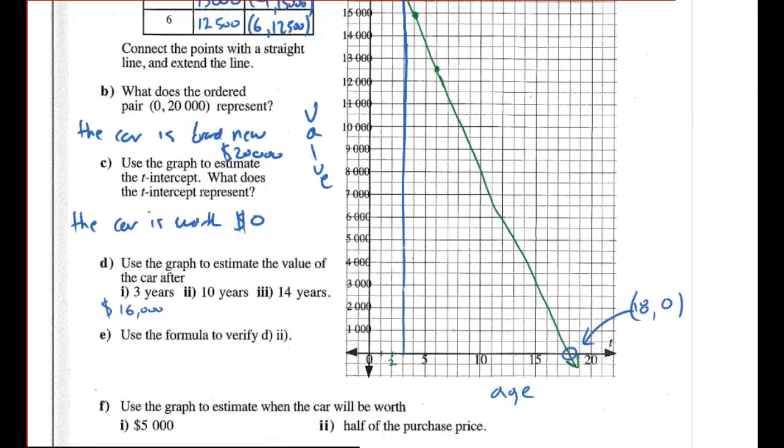After 10 years, the car is about $8,000. And after 14 years, the car is, let me see here, I'm going to try and guess right about here. So $4,000 after 14 years. And then use the formula to verify. Again, I'm just going to verify only one of these to save some time.